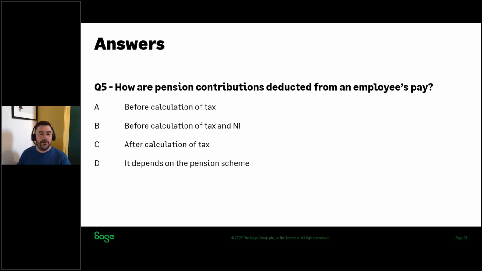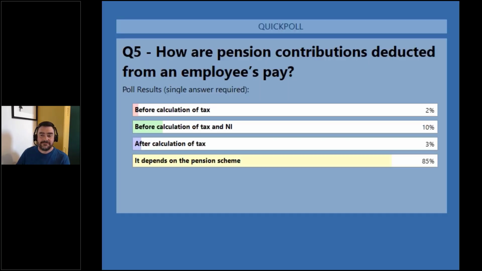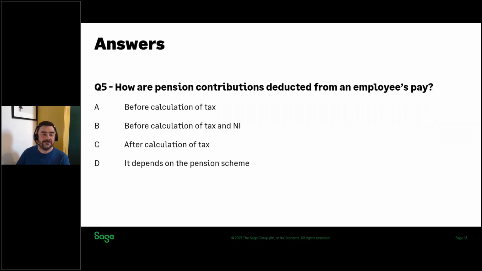So let's have a look through the questions for round 2. The first one, question 5, was how are pension contributions deducted from an employee's pay? Let's have a look at what you said. So the majority of you, 85%, said it depends on the pension scheme. So let's have a look if the 85% were correct there. And of course, yes, it is.